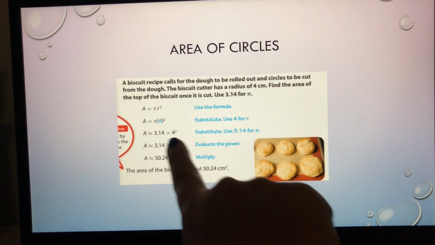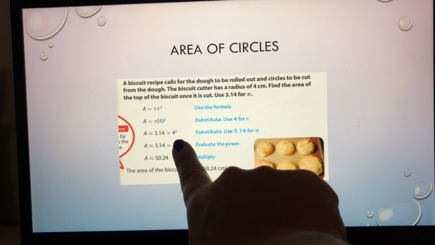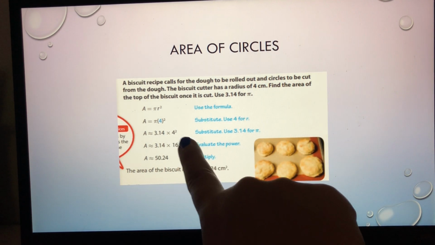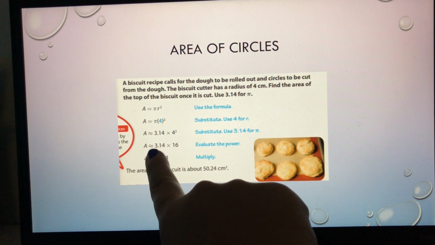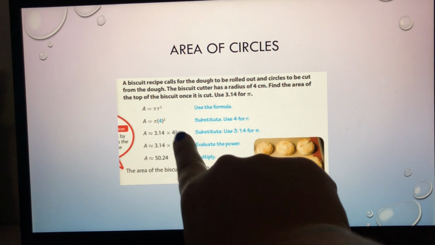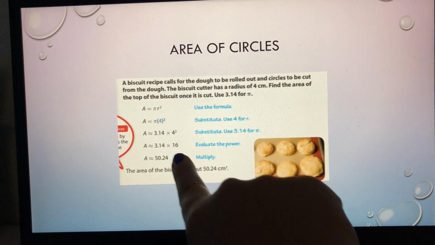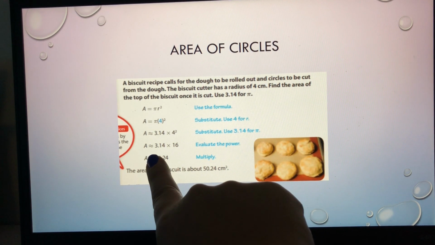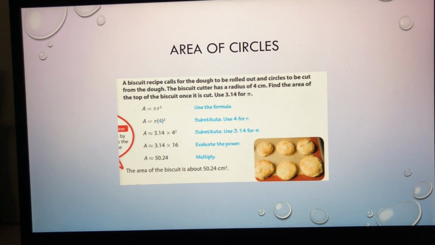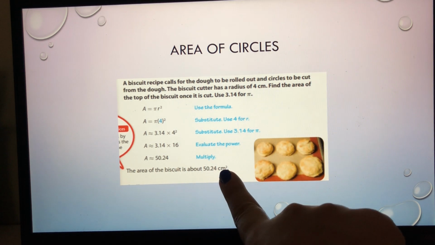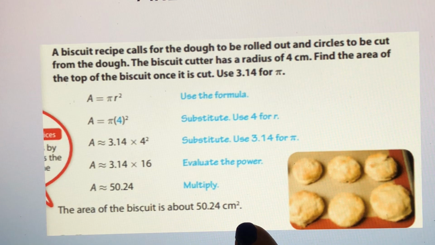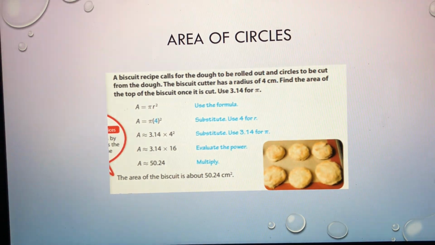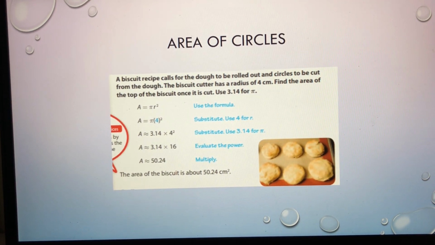This is where you guys need to be careful, because this is the point where you need to follow your order of operations. We need to do the exponent part, then multiply. 4 squared, which is 4 times 4, gives me 16. Then I'm going to take the 3.14 and multiply it by 16 to give me an approximate area of 50.24 centimeters squared. Remember, this little icon here is centimeters squared, because since we're dealing with area, my answer is always going to be in squared units. So that's your brief review of this.